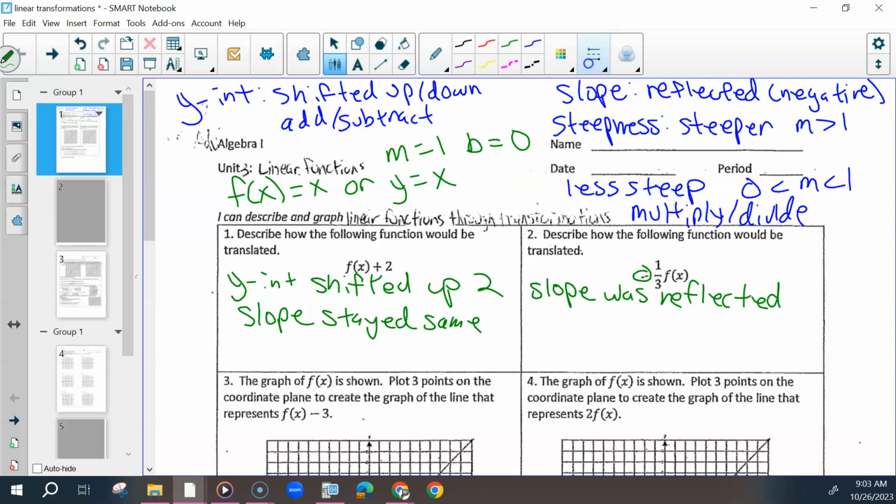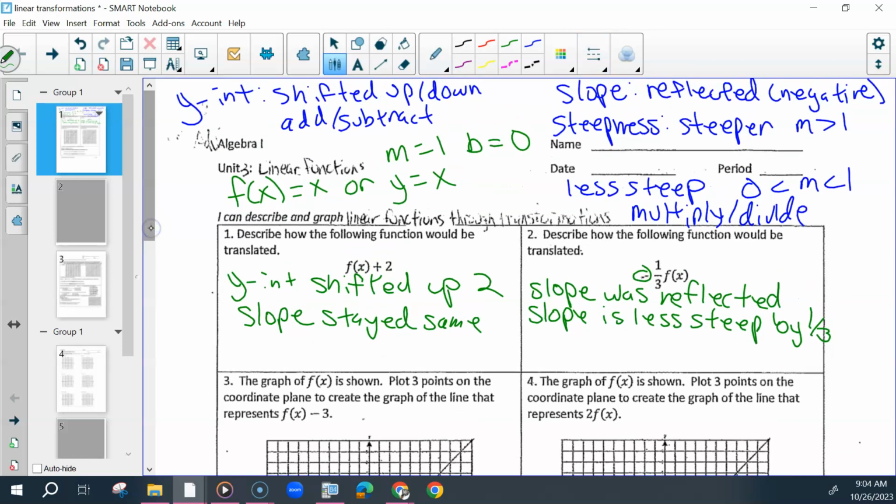And then this 1/3 talks about the steepness. Would that be steeper or less steep? Less steep because it's a fraction. So you could say the slope is less steep by 1/3. There are actually different ways to say this. Slope is less steep by 1/3. Slope is less steep by a factor of 1/3. Slope is 1/3 less steep. Any of those would be okay.